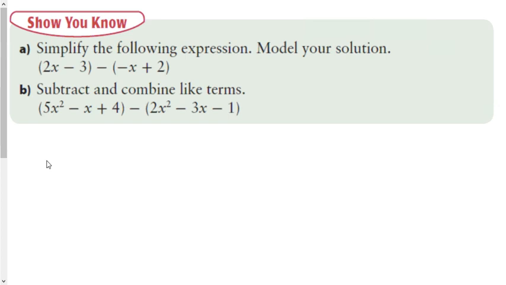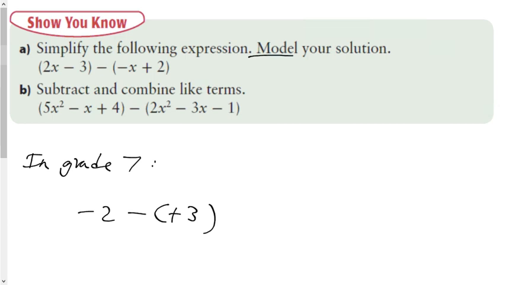Okay, section 5.3. The last exemplar here is how to subtract polynomials. And in order for us to understand modeling of subtraction, we have to go back to grade 7 for just a second. In grade 7, you learned that when you had -2 take away a +3, right?